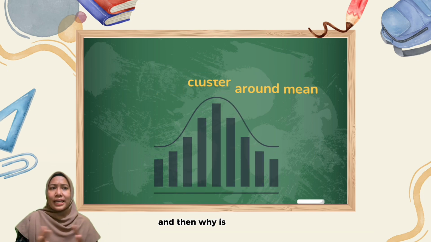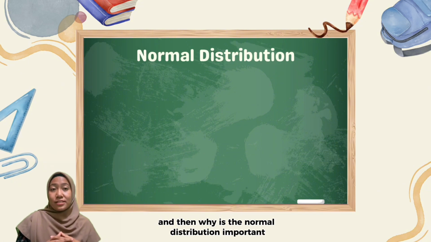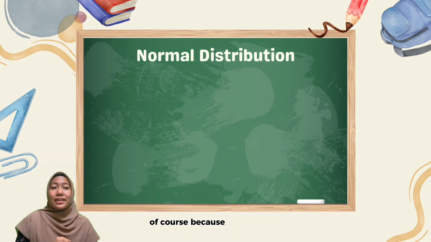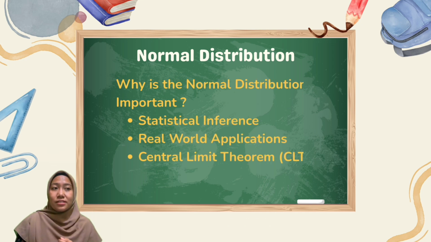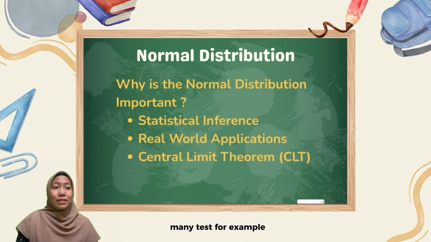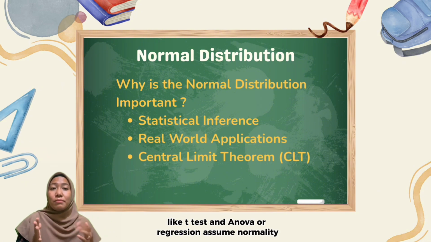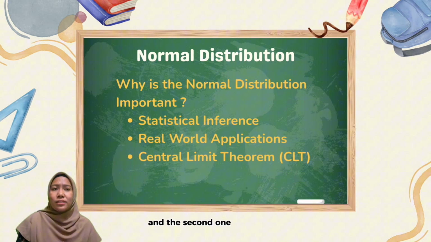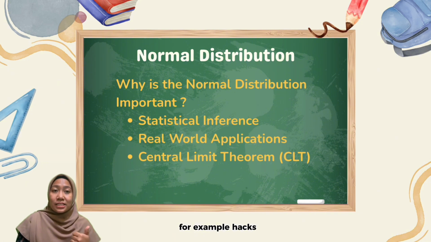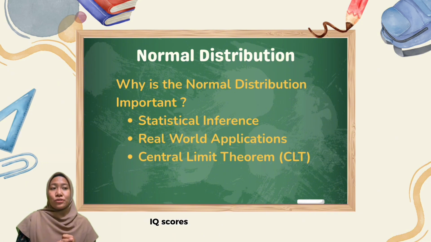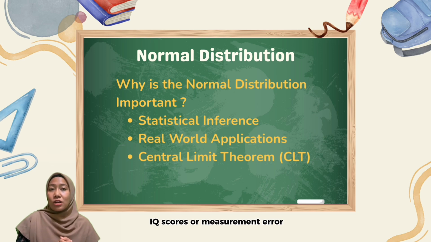And then, why is the normal distribution important? Of course, because of statistical inference. Many tests, for example the t-test, ANOVA, or regression, assume normality. And the second one is real-world application. For example, IQ scores or measurement error often follow it. And the last one is the central limit theorem or CLT.